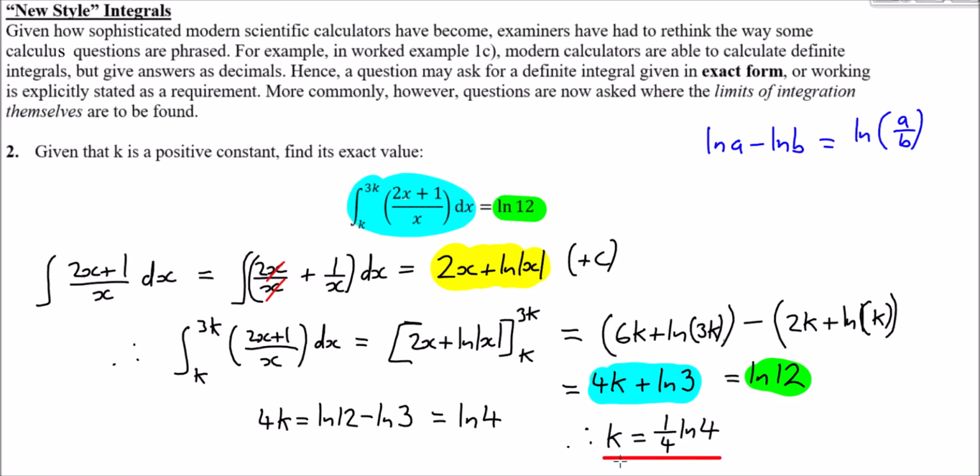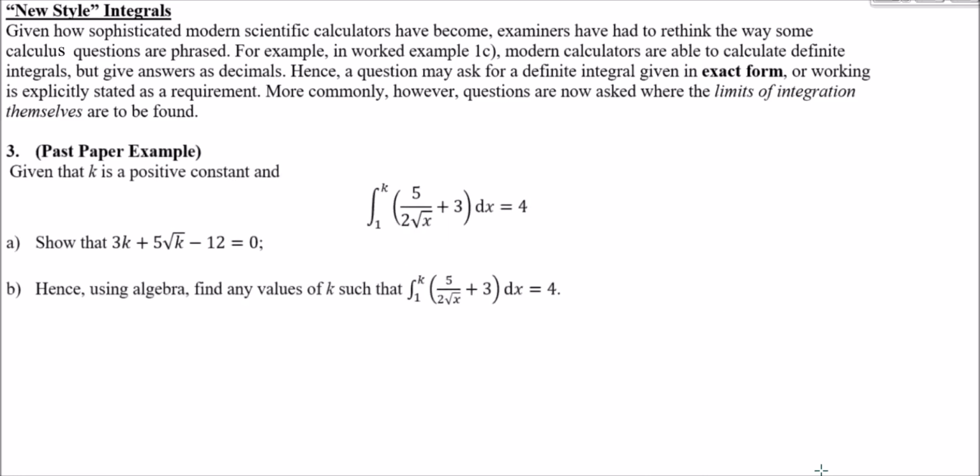Let's have a look at one more example. This one I've taken from an AS past paper. This time, again, we've used k as a positive constant, and we're doing the integral from 1 up to k of this expression, and we're told that's going to be equal to 4. For part A, given this information, we need to show that 3k minus 5 root k minus 12 equals 0.